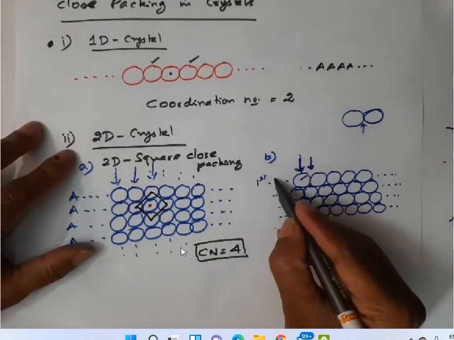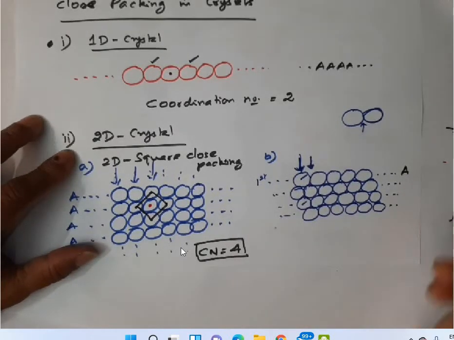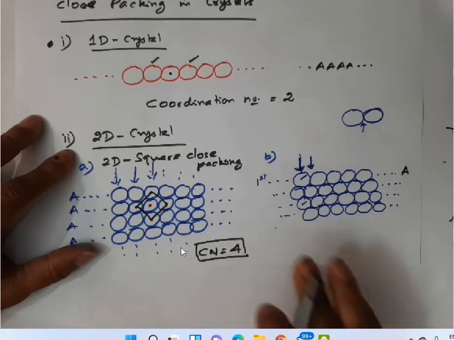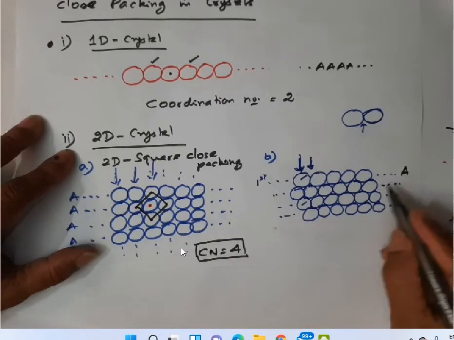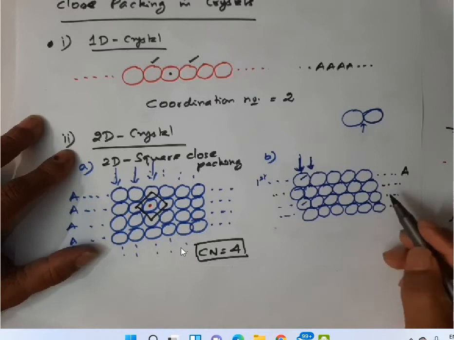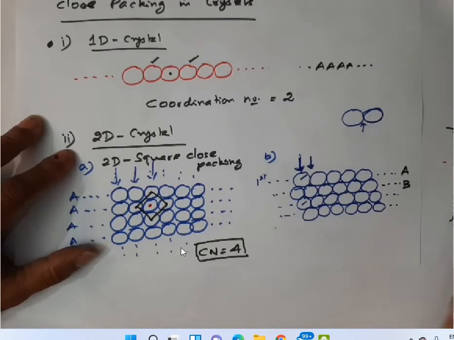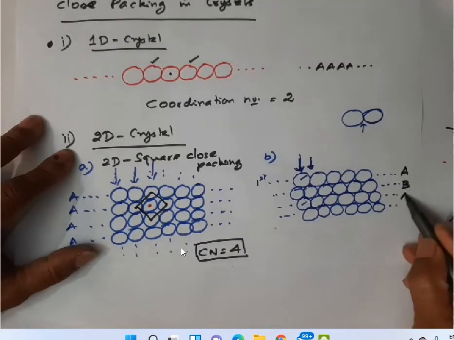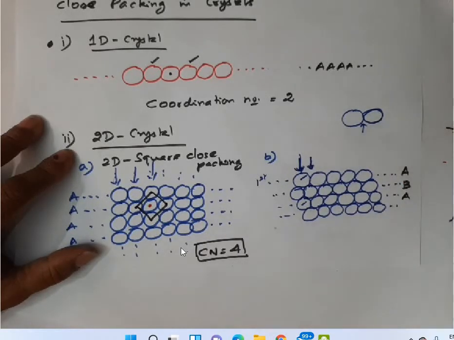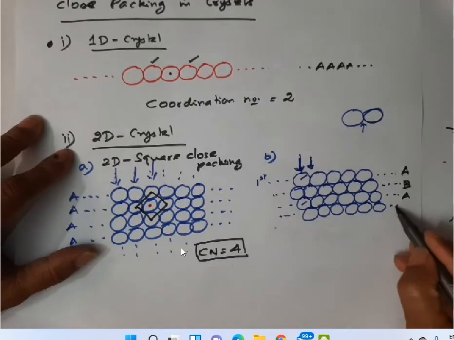Listen, if I say first row atom as A, students, if you represent the first row as A, the second row is not eclipsed by A. Therefore, the second row is a different row. I'll put a symbol B. What about the third row? Is the third row eclipsed with the first row or not? Yes. So the third row is exactly similar to the first row. So I'll place the symbol again A, and this is again B.